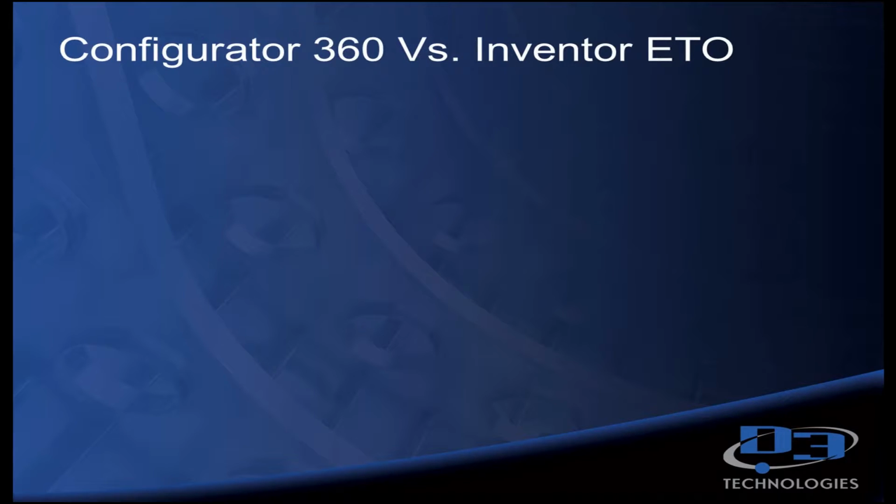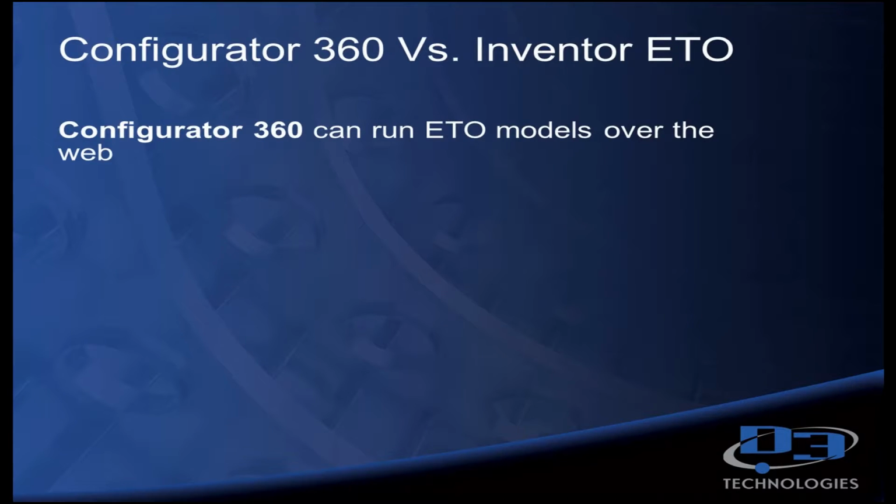Configurator 360, another Autodesk tool. Where does it make sense to use? Why is it different? Well, Configurator 360 can run an ETO model. Remember, ETO is really referencing the Inventor ETO tool set. And so you can develop an ETO model. Inventor or Configurator 360 can actually operate the intelligence of that model.